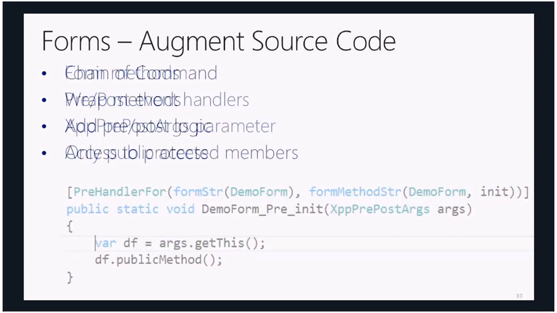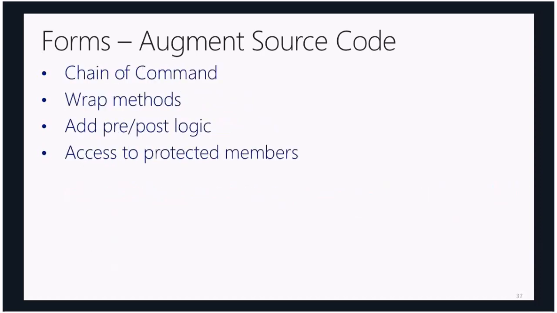A more powerful feature available in Platform Update 9 and higher is to utilize the chain of command technique. This allows you to wrap methods in your own logic, which provides you the ability to write that same pre and post event handlers, as well as gives you access to protected member variables and methods. In general, we see the chain of command functionality as a superset of the pre and post event handlers.